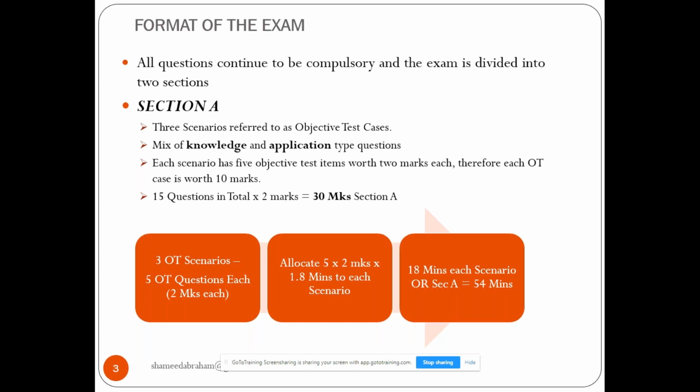These questions are what we would traditionally refer to as multiple choice questions, but they are a lot more than multiple choice questions. They are exactly what they are referred to as, objective test cases. In other words, they are 3 short scenarios with 5 questions each, carrying 2 marks each. A lot of students struggle through these questions because of not allocating enough time and not planning a proper approach.